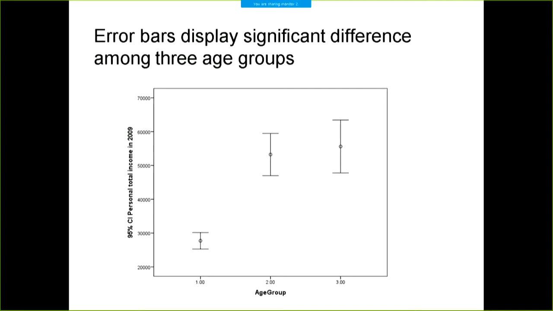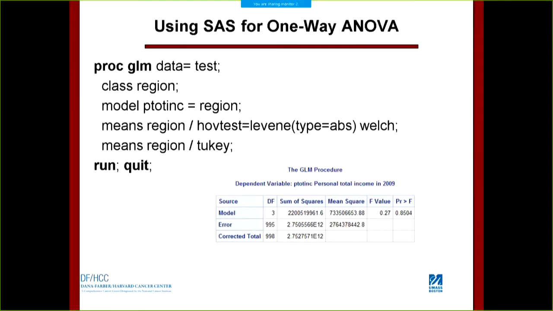Now the next, I'm going to show how we can run the SAS program for the one-way ANOVA. For SAS, we always need to use a program. We use PROC GLM, general linear model, with data equal to test. Suppose I have input the data here, and the CLASS statement is followed by the grouping variable, here region. And the MODEL statement: the dependent variable, personal total income, equal to region, which is the independent variable.